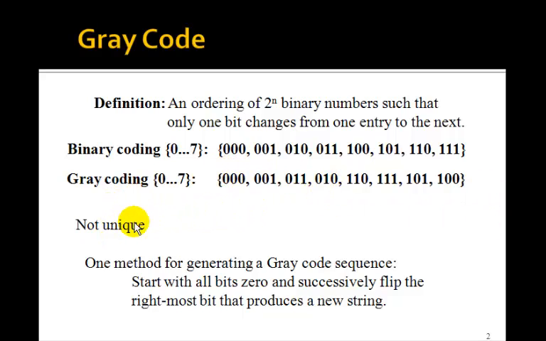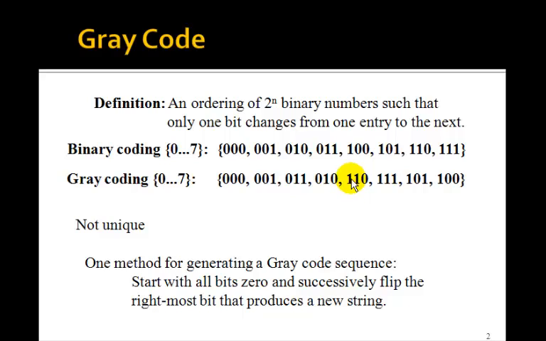Now, gray codes aren't unique, but one method of generating this sequence is to start with all bits 0 and then successively flip the rightmost bit that produces a new string. So you see, going from here to here, we can change 0 to 1. Now we've got to go to the next bit, because changing this back to 0 would give you what you had before. So now we change the second bit, but now we can change the first bit again because we get a new sequence. But now, to get a new sequence, we have to change this third bit to a 1.